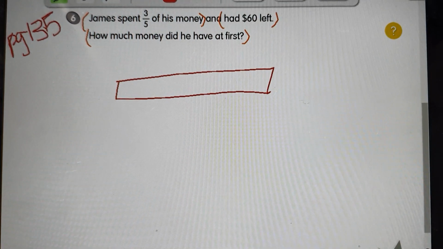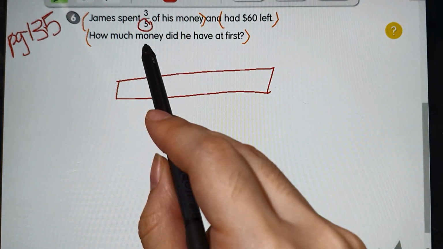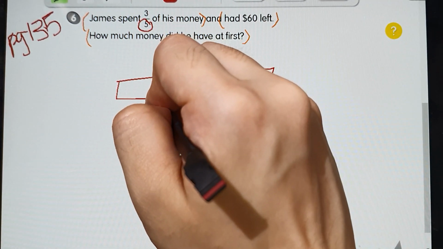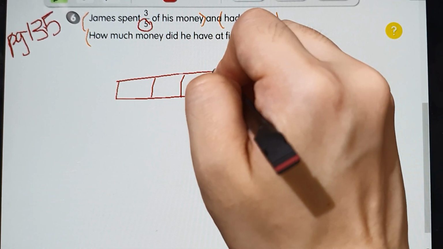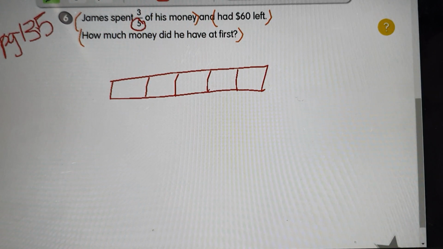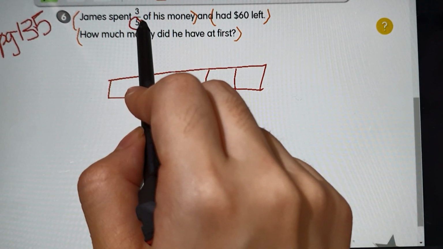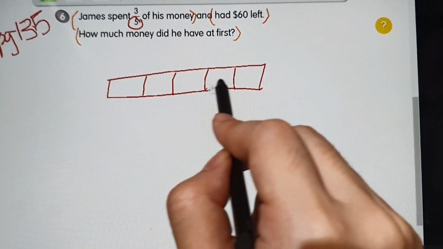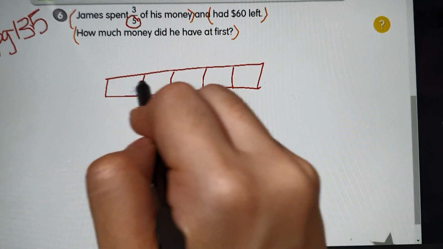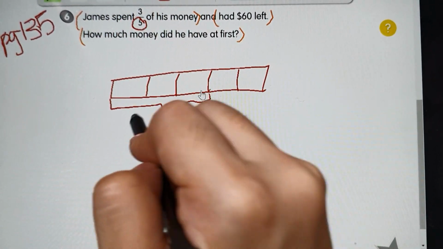Yes, you always look at your denominator. So since your denominator here is 5, you will cut this into 5 parts. 1, 2, 3, 4, 5. Okay? And you know that he's going to spend 3 out of 5 units, which means in your total of 5 units here, he's only going to spend 3, which is 1, 2, 3. So this part is what he will spend.